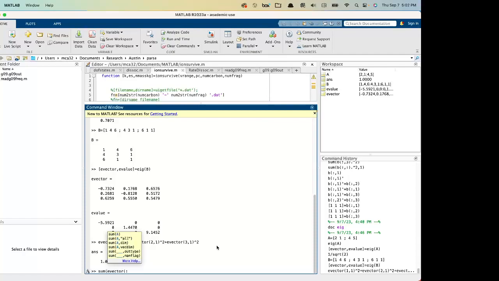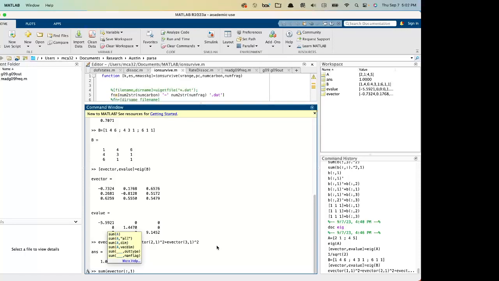Now I want all rows, but only the first column. And now I need to tell it to square those numbers. In class, we talked about how square can mean one of 3 things: a dot product, a cross product, or the individual elements squared. In this case, I actually want individual elements squared.